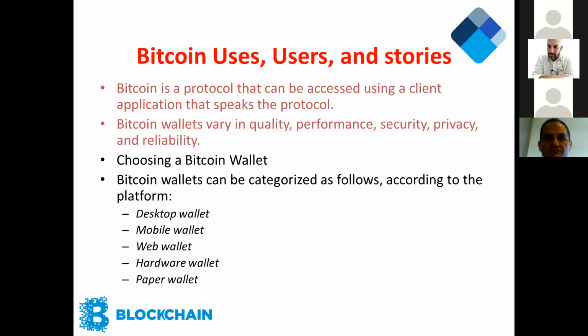Okay, so it means you should have some sort of medium available to spend and store that money. Again, how do you store that money? You will use some kind of wallet. Bitcoin wallets vary in quality, performance, security, privacy, and reliability. There are a lot of wallets available in the market. You can trust someone, but you cannot trust someone else. So how do you choose a Bitcoin wallet? Let us discuss this.